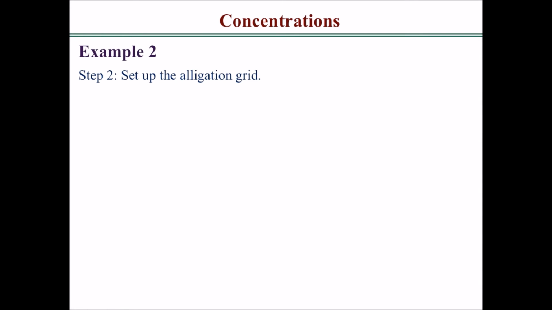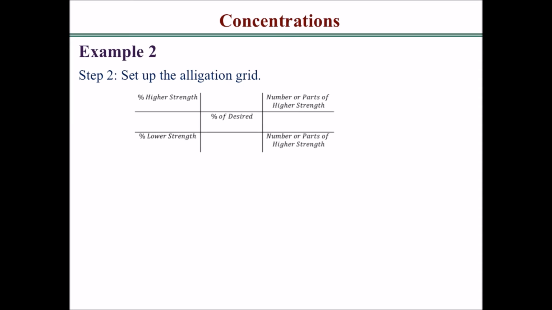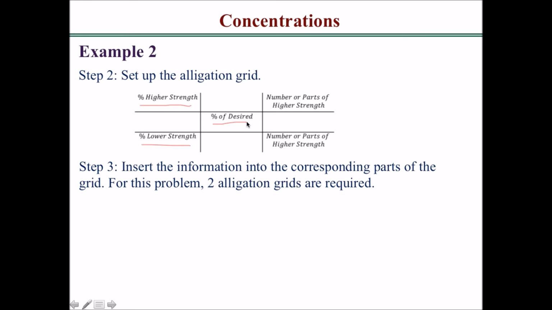For this one, you want to set up the alligation grid. You want to put the percent of higher strength on the top left, the percent of the lower strength on the bottom left, and the percent of desired in the middle box. You want to then insert the information into the corresponding parts of the grid. However, for this problem, 2 alligation grids are required.